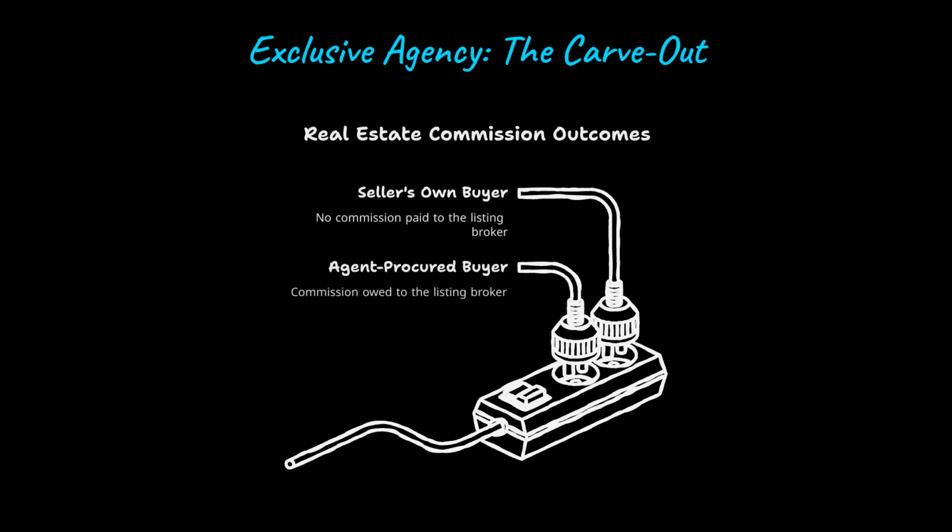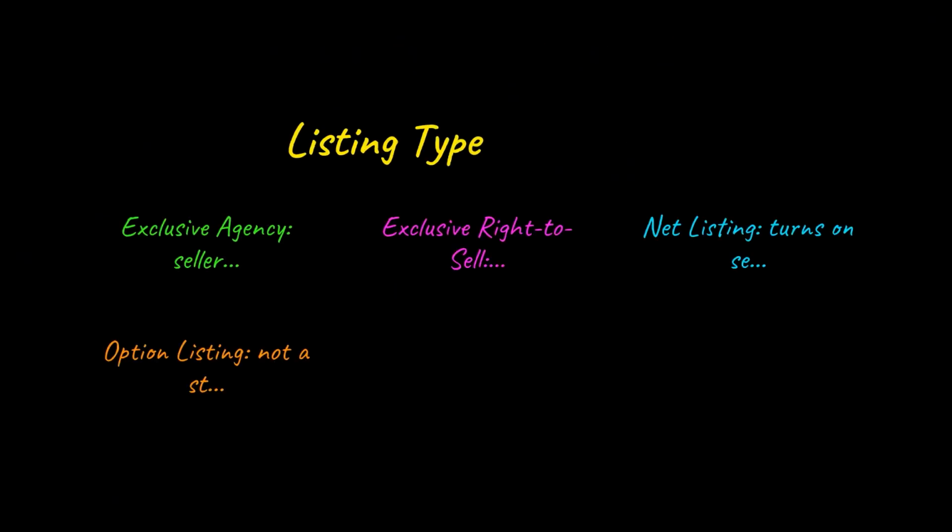Here the structure becomes clear. The seller is tied to one dedicated broker who is protected against competing firms, but the seller's own direct path to a buyer remains open and commission-free. That reserved escape hatch is the defining feature of the exclusive agency listing.